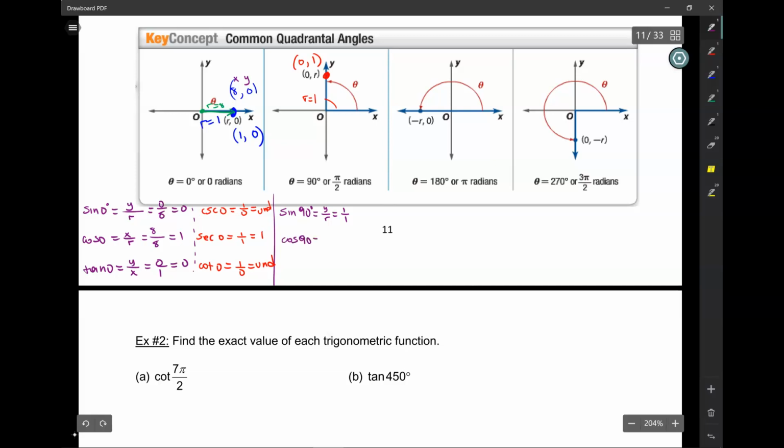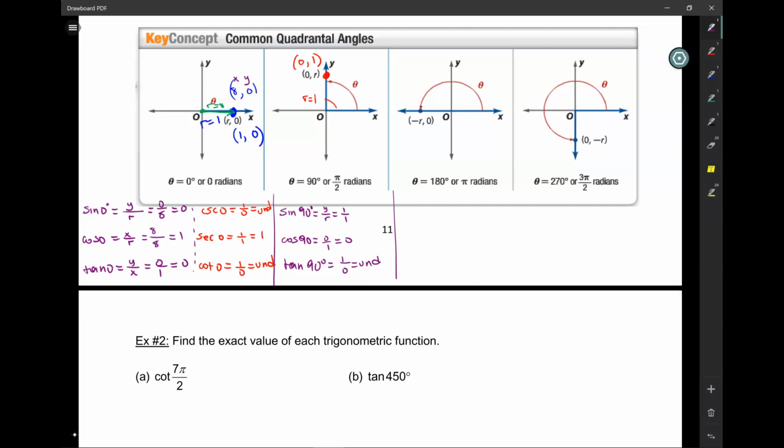Cosine of 90 degrees is how much? What do you guys think? 0 over 1, which is 0. Okay? How about tangent of 90? 1 over 0, undefined.